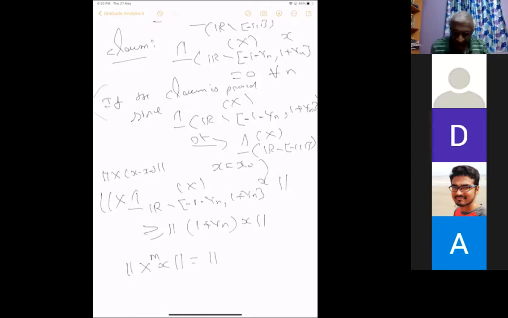So are you following? Shall I start from the beginning? We want to prove the following. We want to prove some x is in the spectral projection of this, that is equivalent to saying this.